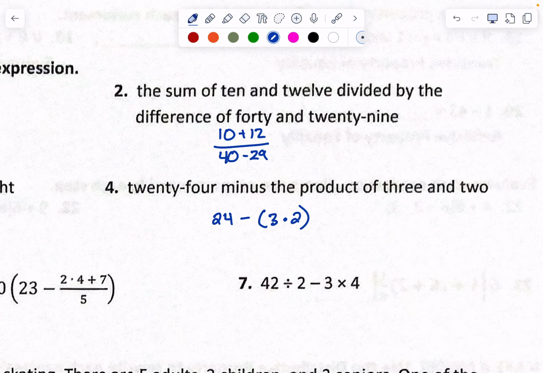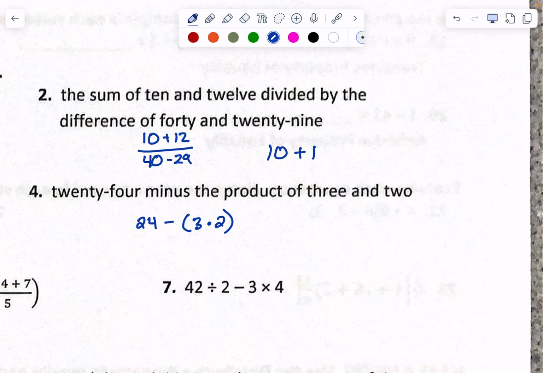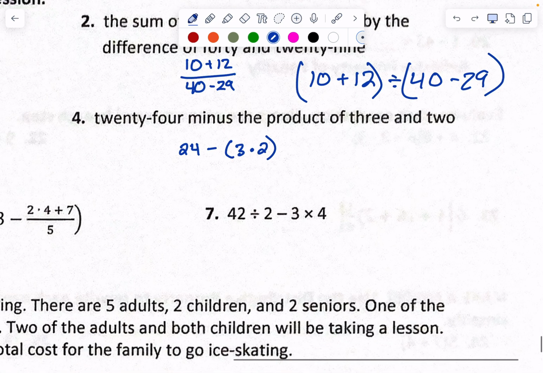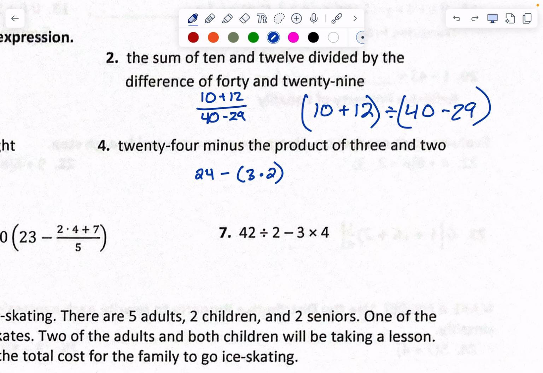Okay, 2 and 4. It doesn't matter, I can just write it. You write it linearly? So did you do 10 plus 12 divided by 40 minus 29, but you put parentheses? That totally works. Yes, as long as you have parentheses. You have to have parentheses if you write it like this. Now, technically, you don't even need parentheses on this one because order of operations says you do multiplication first, right? But I like the parentheses too. It helps me know which one to do first. Okay, 2 and 4, are we okay on those?